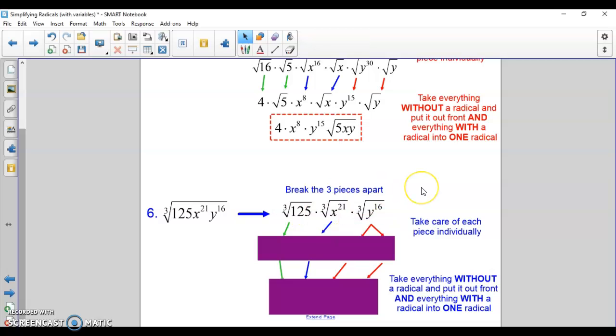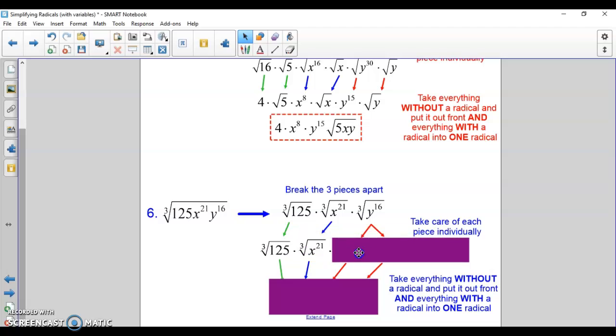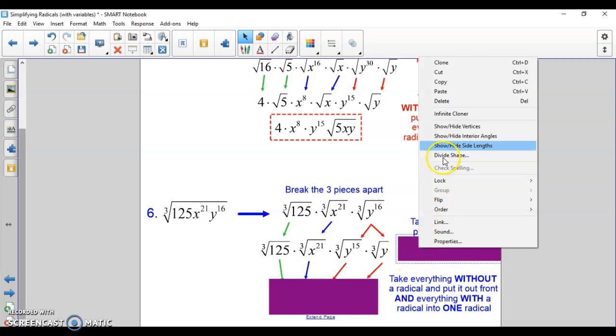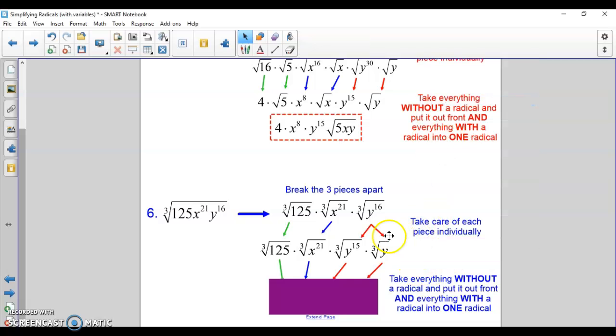First step, breaking into 3 pieces. Cube root, that leading coefficient, that constant, is gonna be a perfect cube, so you don't need to break that up with cube roots. The variables, though, you may have to break up. 21's a multiple of 3, so I don't need to break that up. 16 is not a multiple of 3, so I got to break it up. Take care of each piece individually.